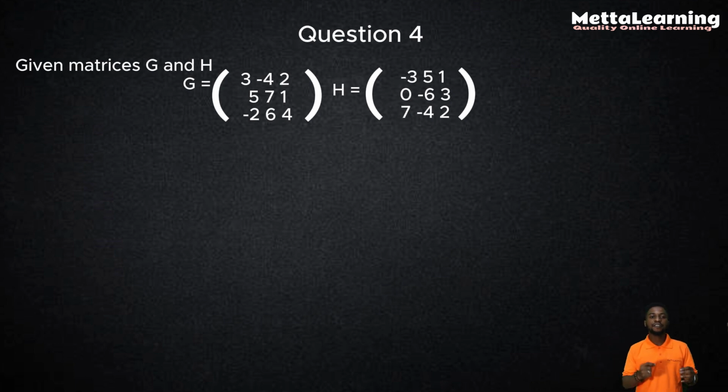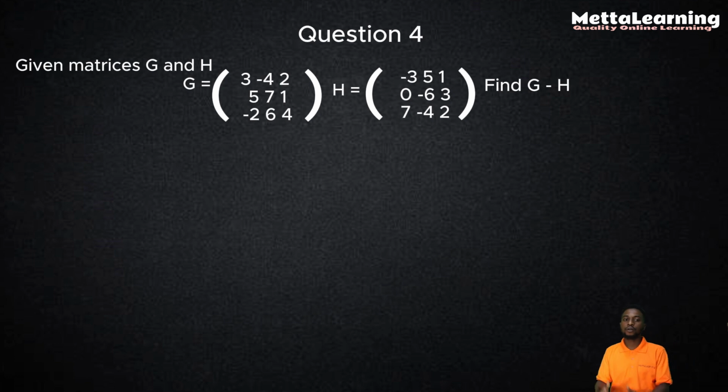So the question says find G minus H. So to find G minus H, all we have to do is to subtract corresponding elements of matrix H from matrix G. So that's all what we have to do. So how do we do that? We subtract each corresponding element in their rows and respective column from one another. So that will be matrix H from matrix G.